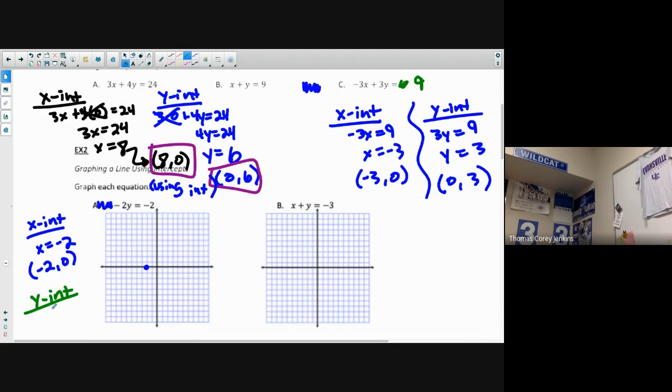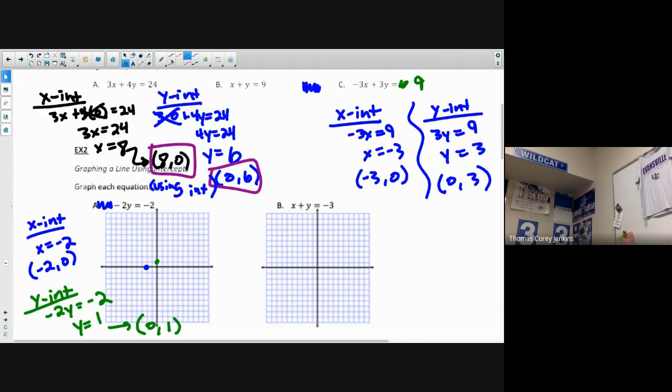So for my y-intercept, I'm using the equation -2y equals -2. And obviously, you don't have to scribble it out like I'm doing. You should just be able to see it in the equation. So that gives me y equals 1, because -2 over -2 is 1. So this line also goes through 0, 1, right there. And really that's all you need to be able to graph a line.